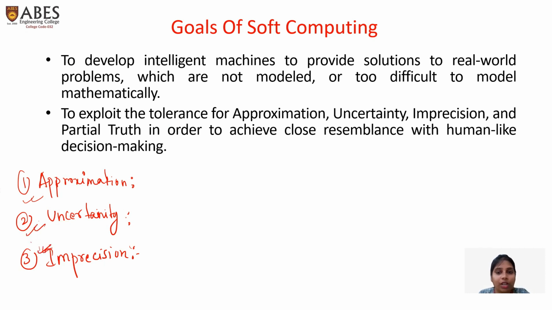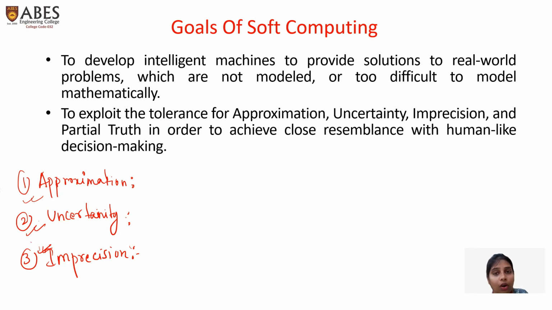Last one is imprecision. What is imprecision? Here the model features are not the same as the real ones, but close to them. So this is the imprecision. Basically, the goal of any soft computing model is to tolerate all three: approximation, uncertainty, and imprecision.